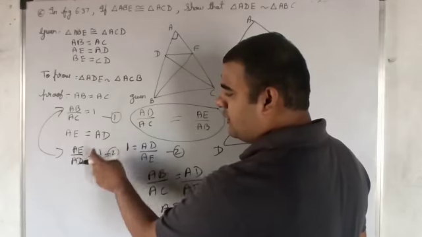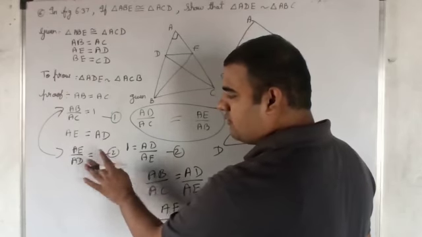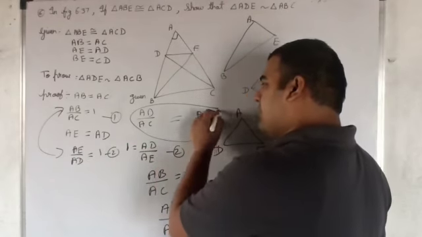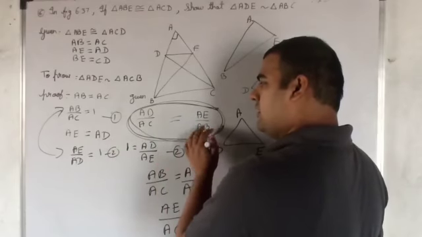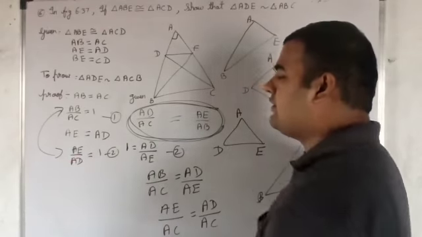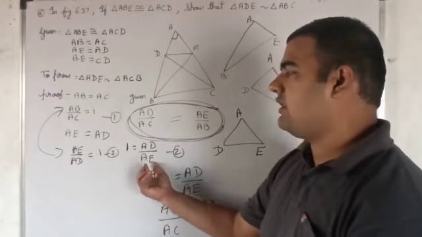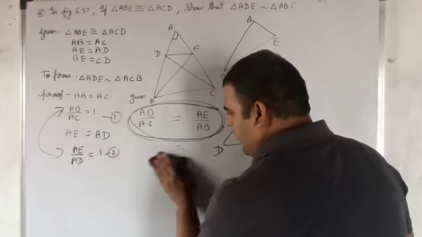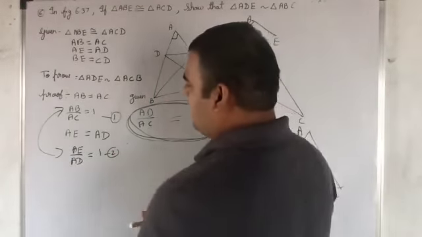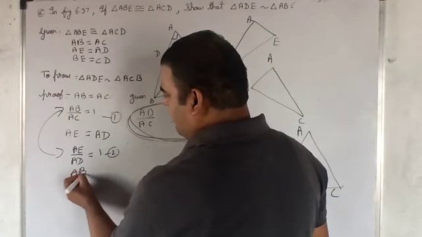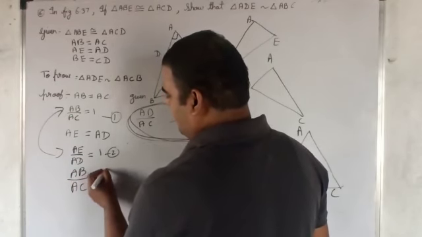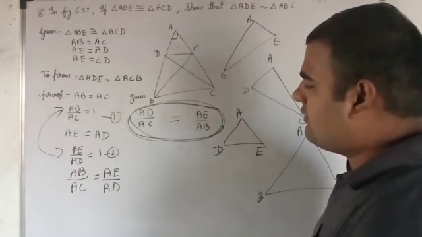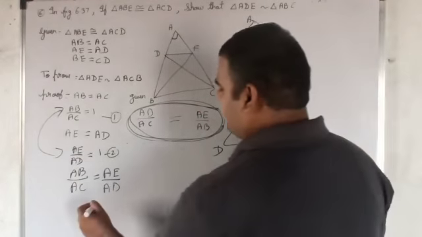If AE equals AD, you will get two options: AE upon AD equals 1 or AD upon AE equals 1. Which one will you select? First, in rough, write this, and according to it take the one that is convenient. I think this one is convenient and the other is not, so I am erasing this side. Now you got AB upon AC equals AE upon AD.